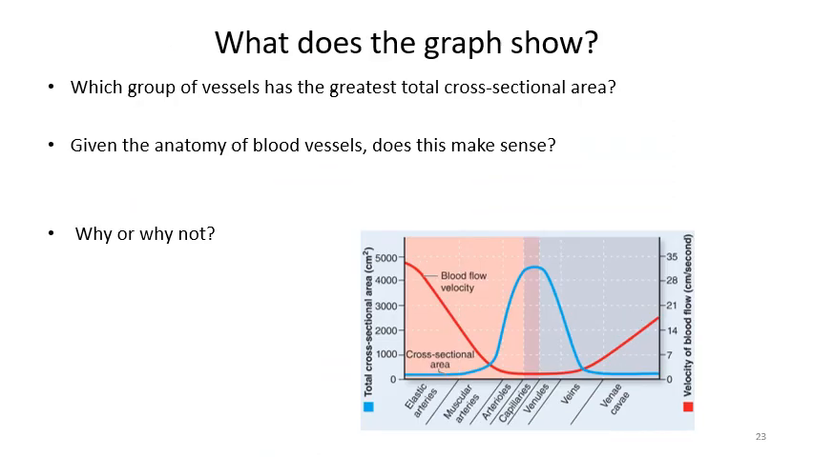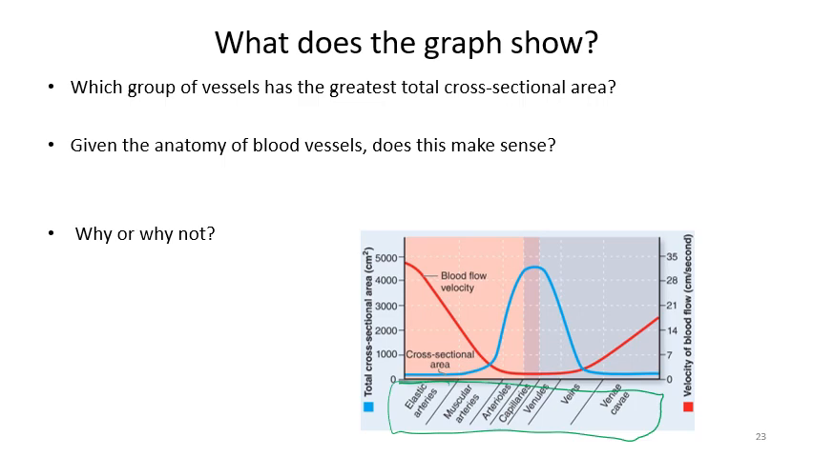So let's work through that graph in a little more detail. Look at our graph. Which group of vessels, so your answer is going to be something from down in here, has the greatest total cross-sectional area? So stop here, take a moment, maybe pause the video, look at this graph, and then answer the question, and I'll meet you back here.